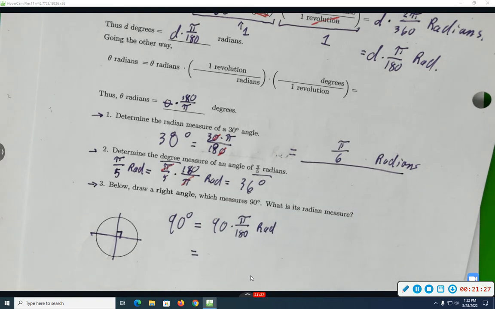And 180 looks like they have some stuff in common, so that simplifies it a little bit. What's that simplify to? Pi over 2. You want pi over 2? People happy? Yeah.